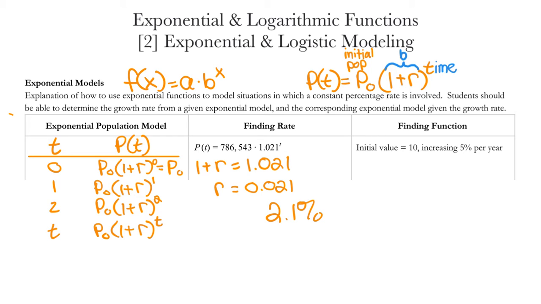Let's say you know some information about your population and you're trying to find a function that models that situation. Check out the right column. The initial value is 10, and the population is increasing 5% per year. Well, that means P sub 0, the initial population value, is 10. r is equal to 0.05, 5% as a decimal. And the model would be P(t) = 10 times 1.05 raised to the t. Once again, anytime we see a base that's bigger than 1, it's a growth model.